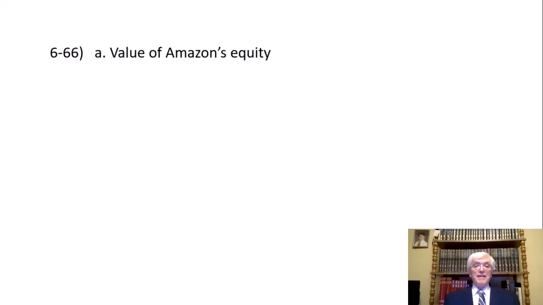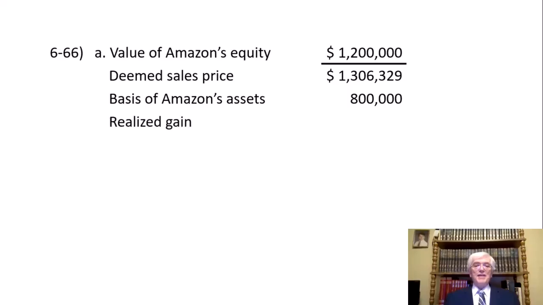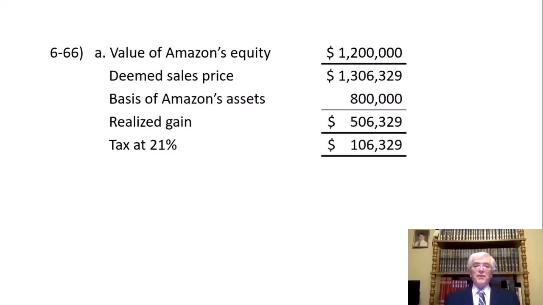Okay, so the value of Amazon's equity, what AUK paid for it, is $1,200,000. The deemed sale price, they told us, is $1,306,329. The basis of Amazon's assets, when you add all the assets together, compute their basis, it came out to an even $800,000. So Amazon is going to have a realized gain of $506,329. The tax on $506,329 at 21% is $106,329.